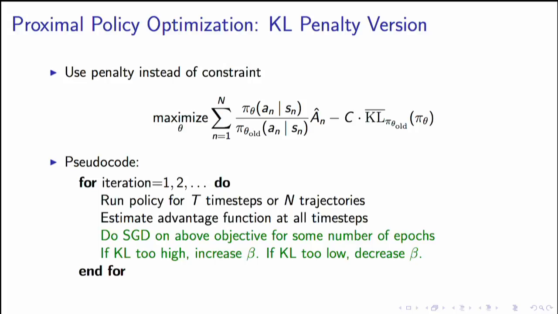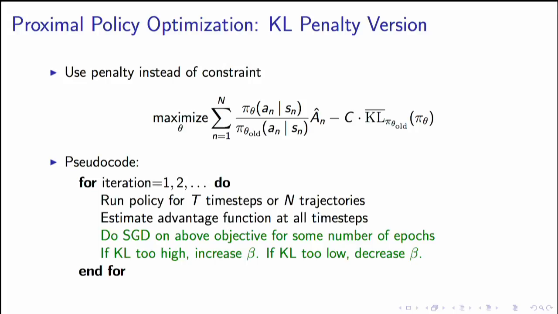Each iteration we collect a bunch of data, so we get T time steps or N trajectories. We estimate the advantage function at every time step. And then we do SGD on this objective for some number of epochs. And here's the new part, which is pretty simple. You choose a target KL divergence, which you're going to keep constant for the whole algorithm. So let's say you choose 0.01, and that means every iteration we want the KL divergence between the new and the old policy to be about 0.01.